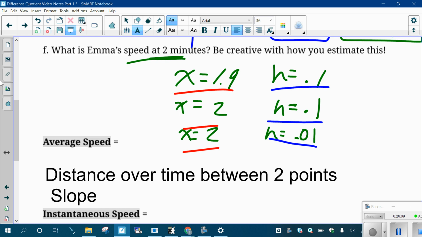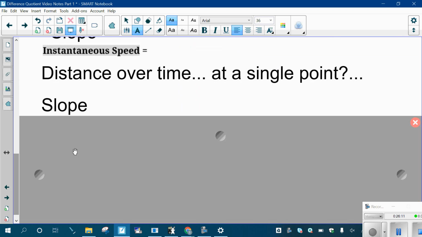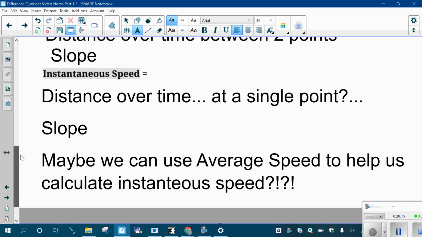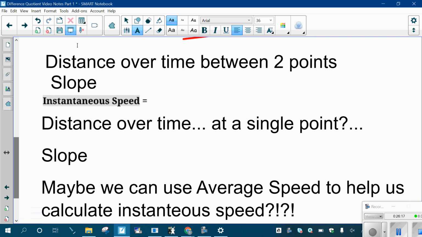And we'll come back to that idea. But maybe we can use this average speed, this difference quotient idea that we were doing, to help us calculate instantaneous speed, which right now we don't have a way to calculate. We know how to do average speed, but we don't know how to do instantaneous. We're going to use the average speed idea to help us with instantaneous speed.